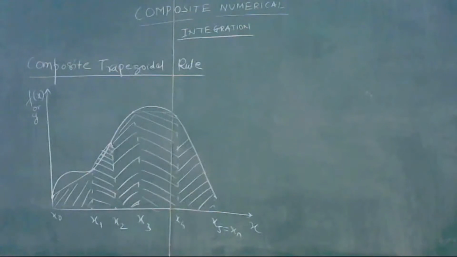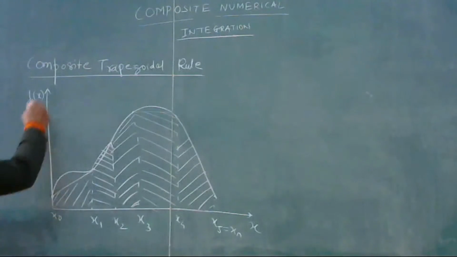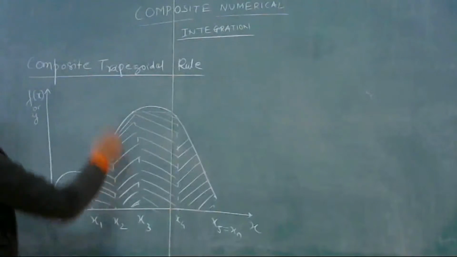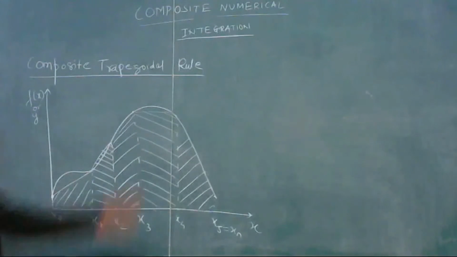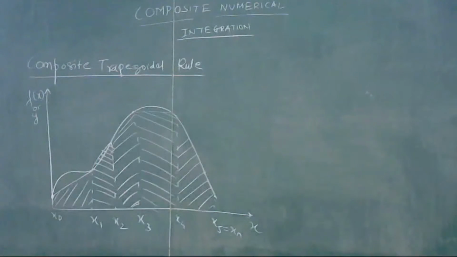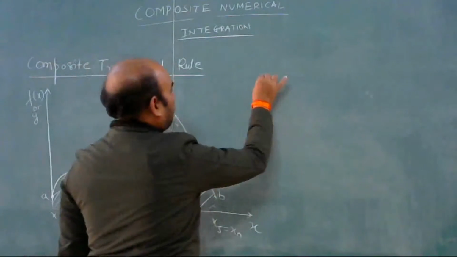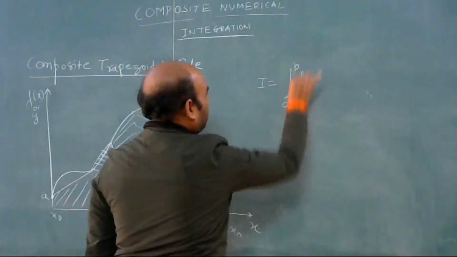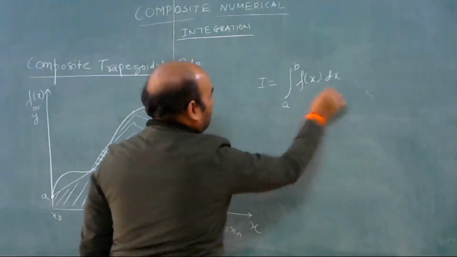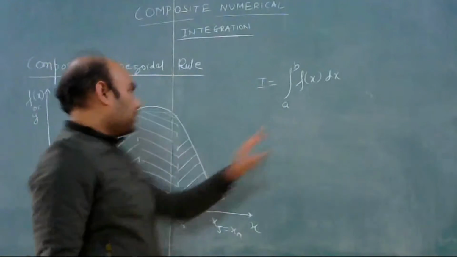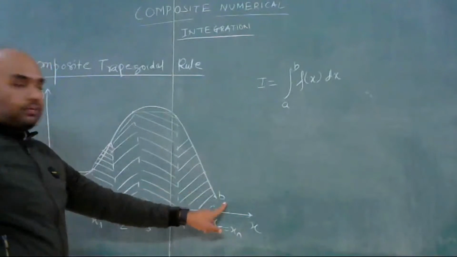To improve the accuracy of the trapezoidal rule, we study the composite trapezoidal rule. To improve the accuracy is the main aim. So we are dividing the integration from a to b. We have to find I is equal to the integration from a to b of f of x dx. It is our aim to find the integration from the starting point to the last point.